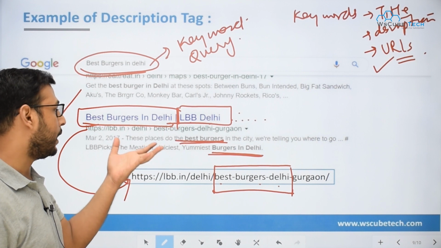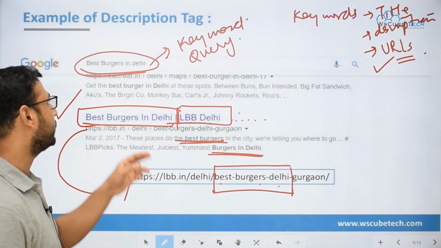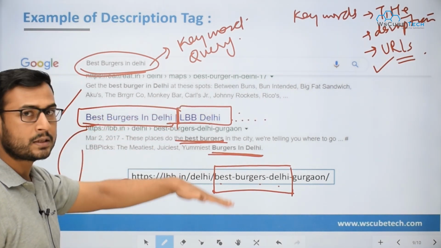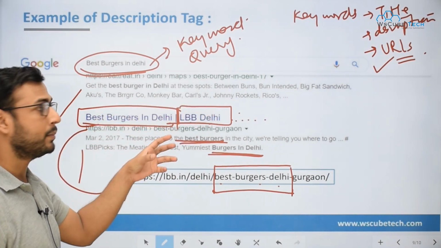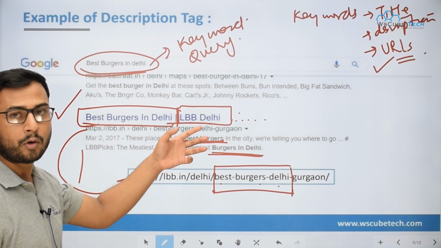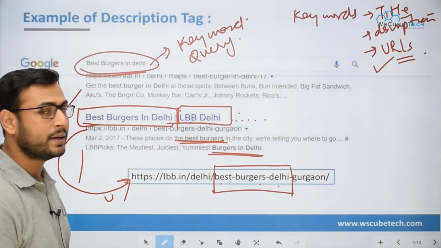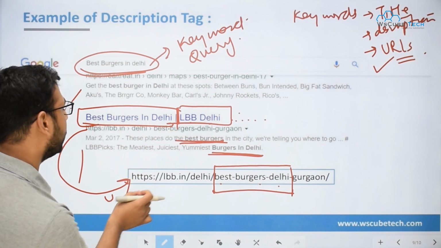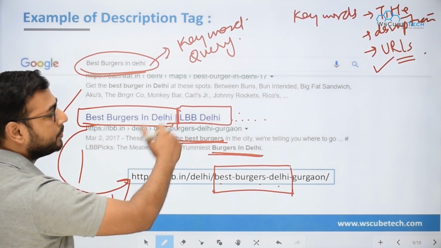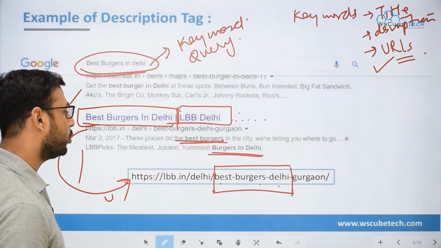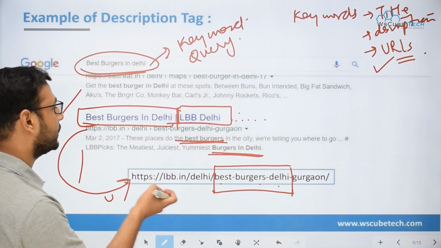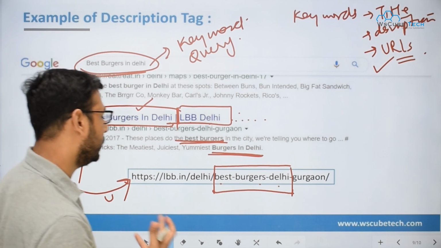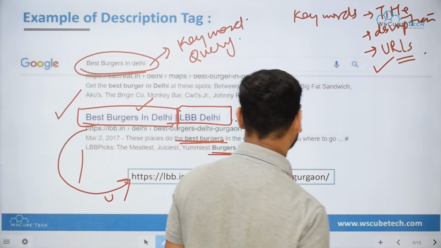You can note it from here that whenever I am searching Best Burgers in Delhi, what kind of result is popping up, what kind of results I am able to see, and whether they are following the basic SEO or not. And when you click on this particular result, the web page that you will be redirected to will also contain the keywords or queries very similar to Best Burgers in Delhi, right? So they are doing the SEO. That is why they are on the first page.